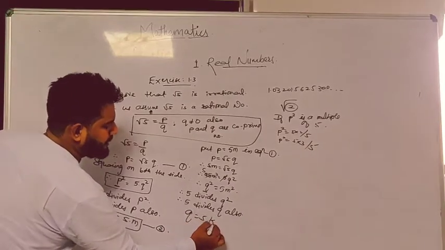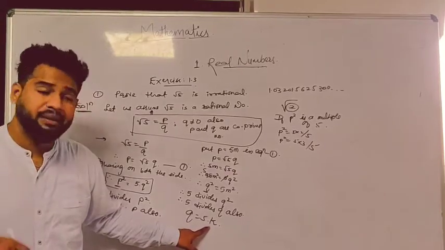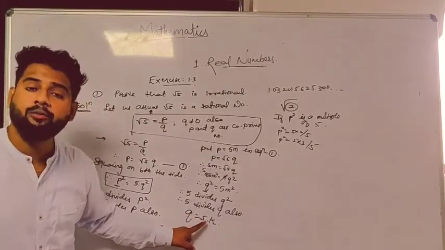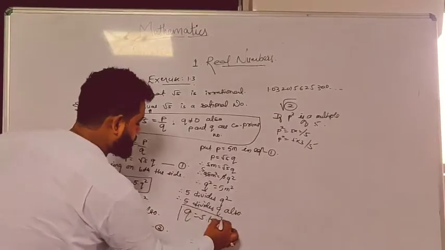5 into any constant, I am taking k. Here I took m, here you can take anything. The meaning is your q is going to be a multiple of 5, 5 into anything. So that is your equation number 3.